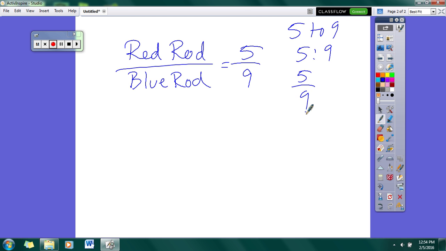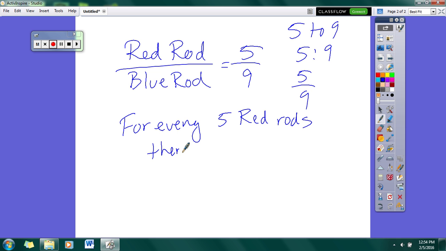And what this means is for every 5 red rods, there are 9 blue rods. So, for example, if I had a bag of blue rods and red rods, if I were to pull out 5, by the time I would pull out 5, I should have pulled out 9 blue rods. So, total I have 14 rods. This is pretty much what a ratio is.